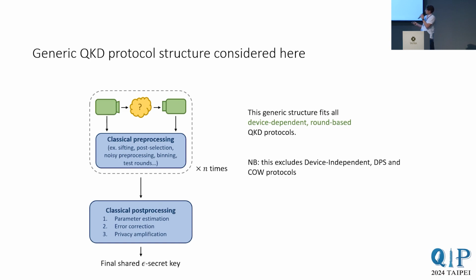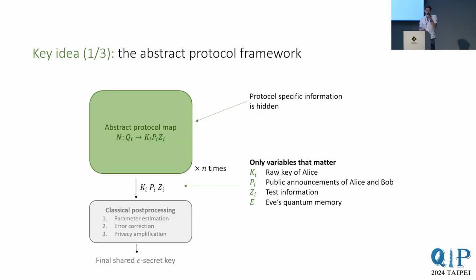So what we do is, instead of considering this very complicated description of the device, we consider a more abstract model that we call the abstract protocol model, where we say that actually this whole protocol can be summarized by a single map that produces 3 key variables. The variables are the raw key of Alice, the public announcements that were made, the test information, and then, of course, Eve's quantum memory.